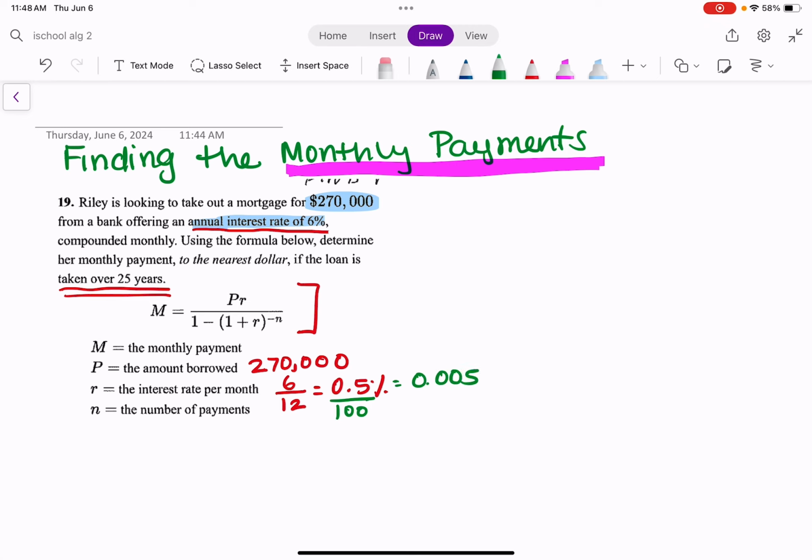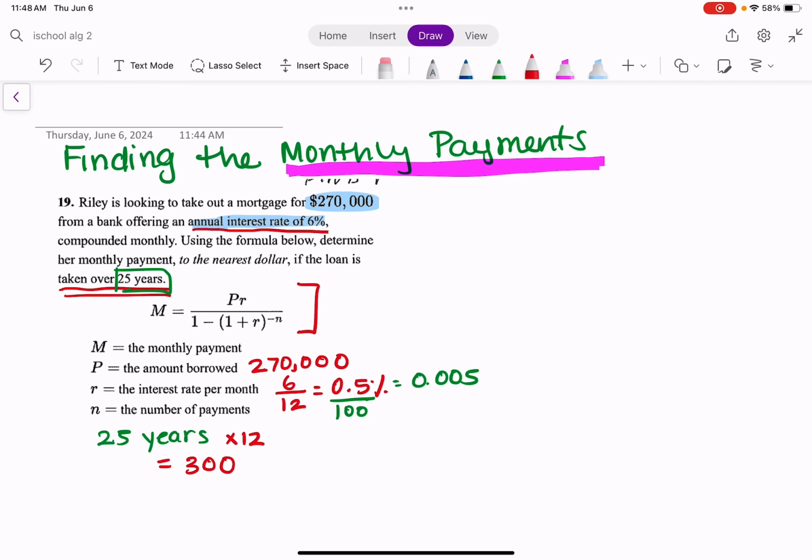And then lastly, the number of payments. We know that she's going to pay for 25 years, but the monthly payments are in months. So if she's paying over 25 years, but she's paying every month, I have to figure out how many payments she's going to make. Easiest way to do that is take the years times 12, right? So our N, if you do that in your calculator, is actually going to be 300.